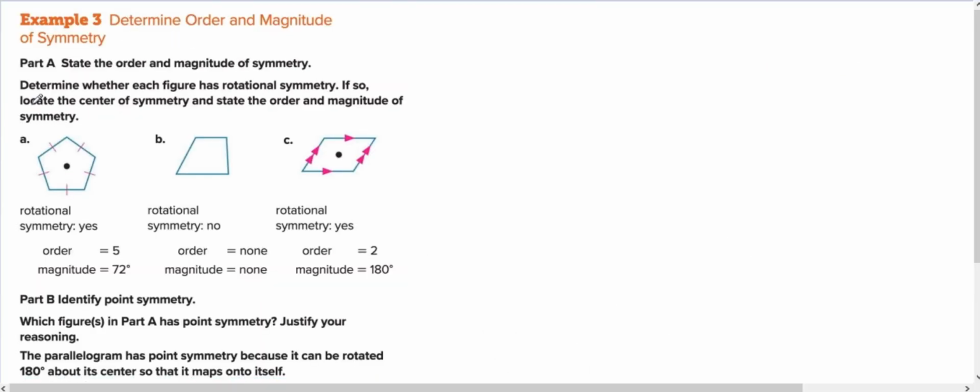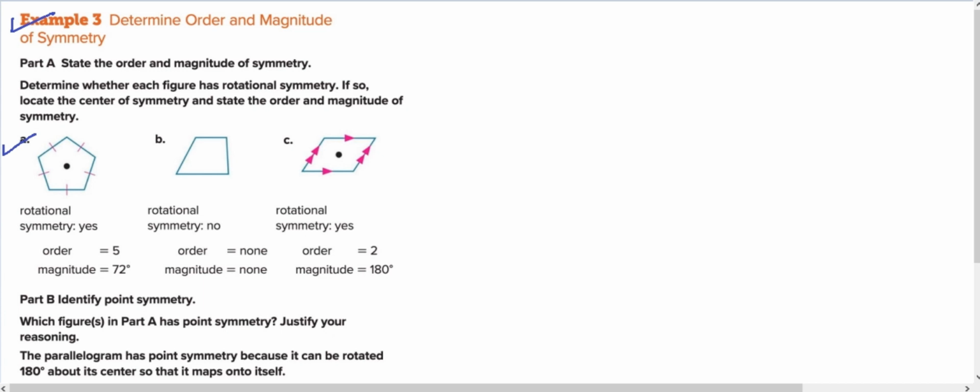MCQ 13, example 3, A part, does it have rotational symmetry or not? For rotational symmetry, we need to remember the concept of why it has rotational symmetry or not. The A part has rotational symmetry because when you rotate it, it should be the same, it maps onto itself between 0 and 360. So when you rotate it, it will be the same 5 times. If you rotate it first time it will remain the same. Second time it will remain the same. So 5 times if you rotate it, it will remain the same.